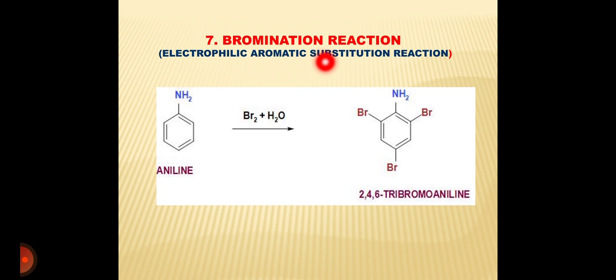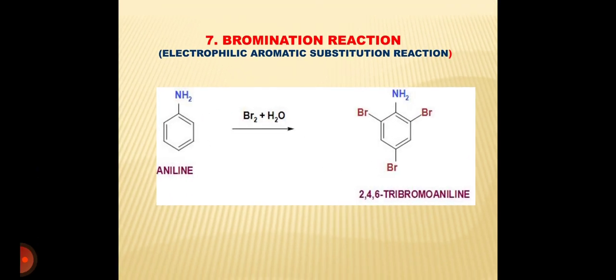The next reaction is bromination reaction. As the name indicates, the bromination simply means the attachment of bromine atoms on the aromatic ring. So aniline on reaction with bromine water gives formation of 2,4,6-tribromoaniline. Here in this reaction, all the ortho and the para positions are so active that any electrophile like bromonium ion will get attached over these positions to give this product.